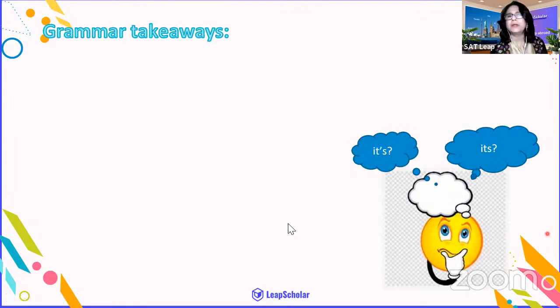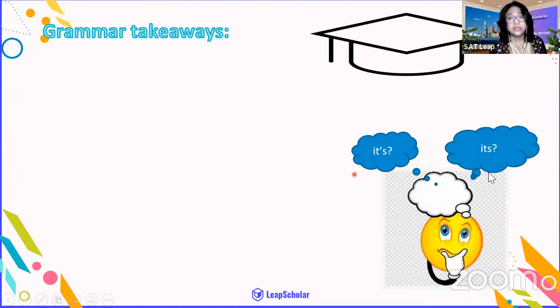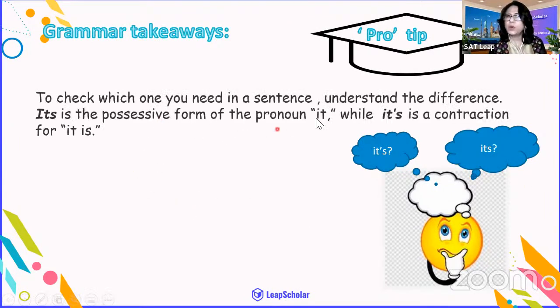So what is the grammar takeaway here? Should I use its with an apostrophe or its without an apostrophe? What's the difference? Sometimes this is tested, though the previous question tested singular versus plural. Sometimes students get confused between its versus it's. Yes, to check which one you need in a sentence. What is the difference? Its is the possessive form of the pronoun, while it's with an apostrophe is a short form for it is. It can also be a short form for it has.